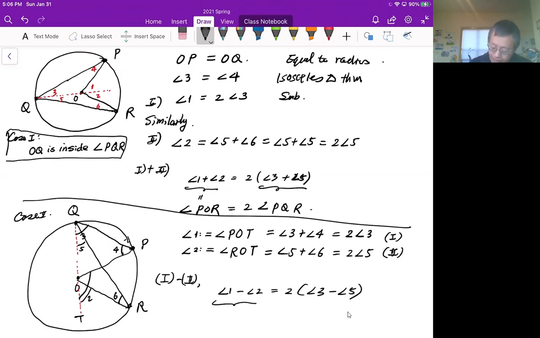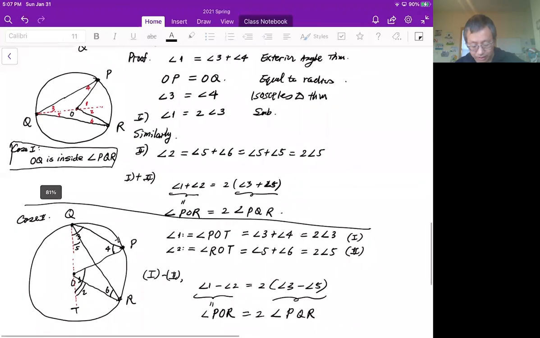Angle 1 minus angle 2, let's look at that. This is angle 1, I'm going to write 1 here. 1 minus 2 is the angle POR. On the right hand side, what is angle 3 minus angle 5? Again, subtract. That is the angle PQR. Does it make sense? So you have to take care of both cases, but hopefully they are similar. No big deal, not very complicated.